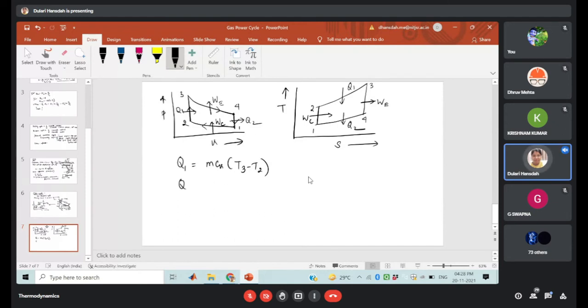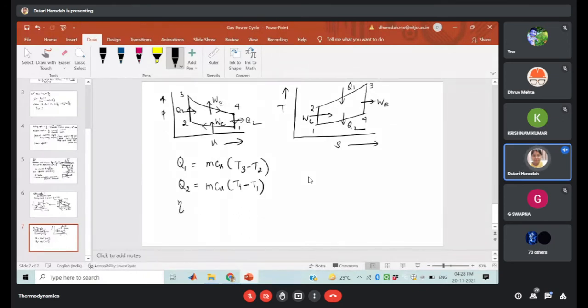Similarly, I can write down the heat rejection, that is your Q2, which is also a constant volume process. So I can write it here as mCv, right? The temperature difference is T4 minus T1. So this is about your heat addition and this one is the heat rejection.